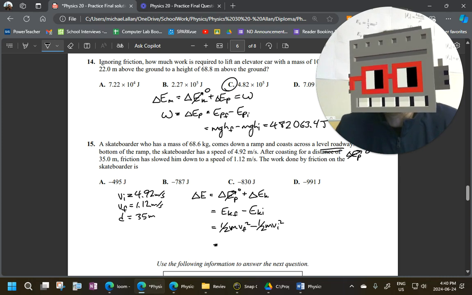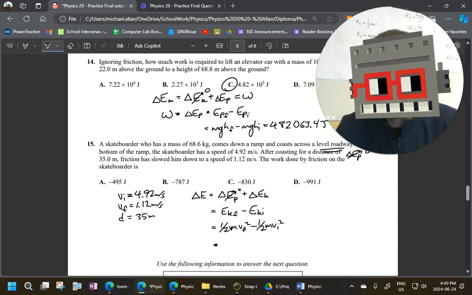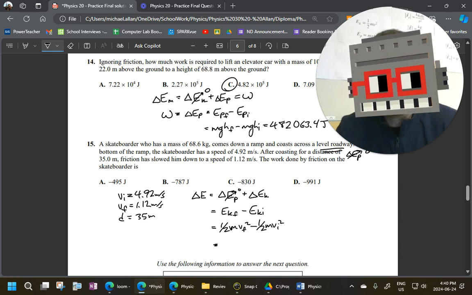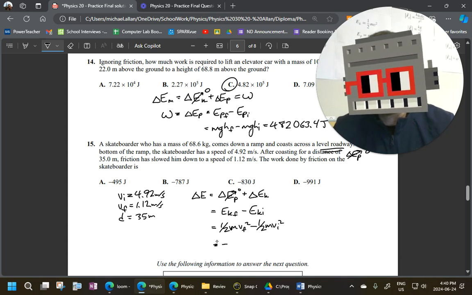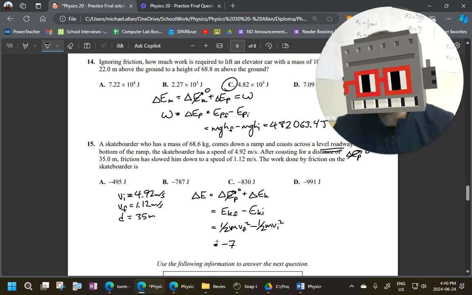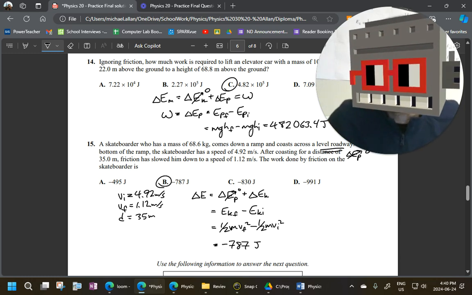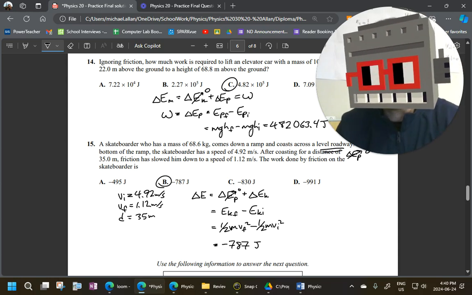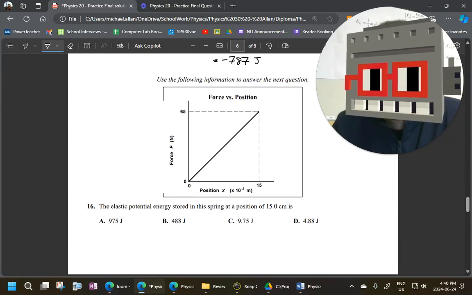1/2 times the mass, 68.4, times the final velocity squared minus the initial velocity squared. So I get, technically negative 787 joules. The reason it's negative is because you lost that kinetic energy due to friction. Yep, loss due to friction. Cool. All right, so let's use this.